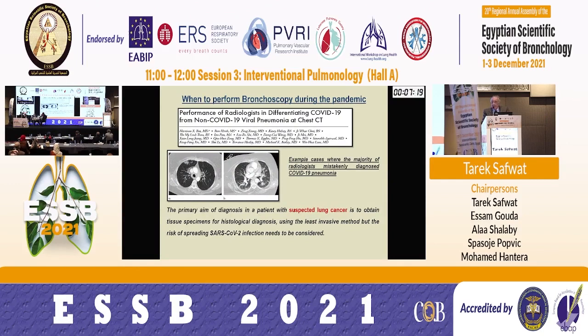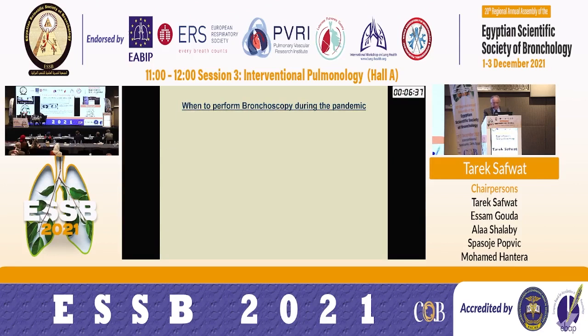This is another example. This patient was diagnosed by multidisciplinary discussion as having COVID. Actually, it wasn't a COVID case. It was lung cancer, and a biopsy was taken, and this proved to be a lung cancer patient. Maybe we detect some early cancer pathologies by doing X-rays, because during the COVID era we performed a lot of CTs. So we can get an early detection of a tumor mass, and we can diagnose it by bronchoscopy. So when to perform bronchoscopy during the pandemic?